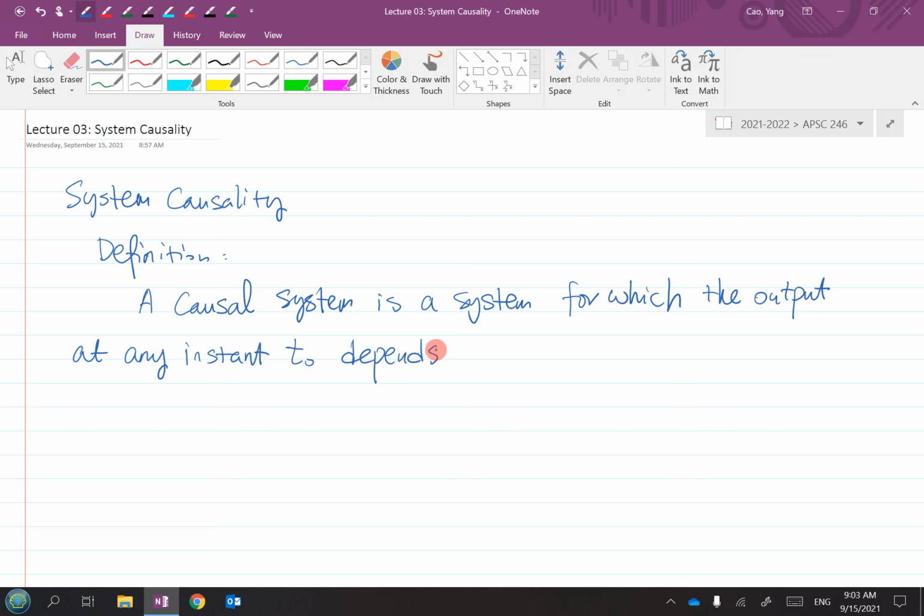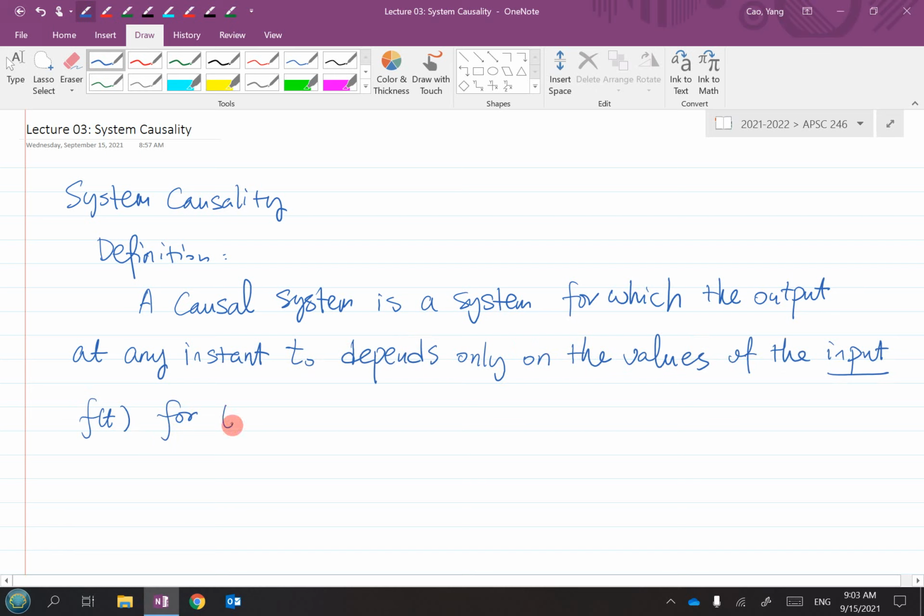And this output at any instant t naught depends only on the values of the inputs. Let's call this input f of t. I'll draw a graph here for t less than or equal to t naught. This is a very shortened version of the definition, so let's take a look at how we interpret it.